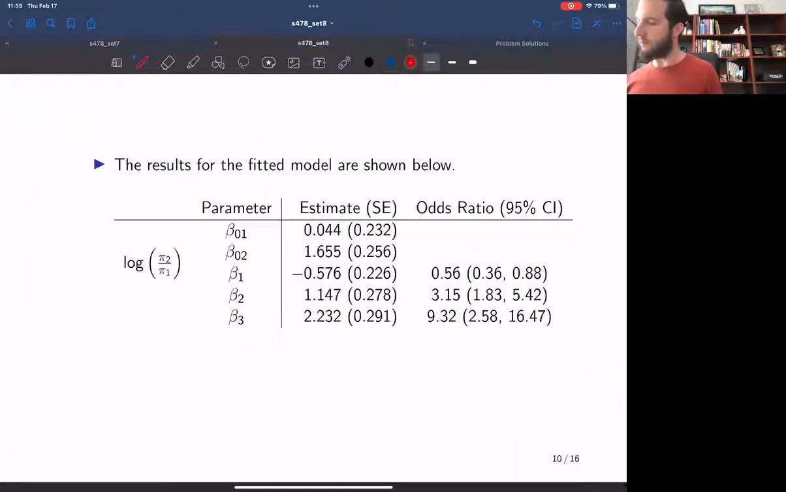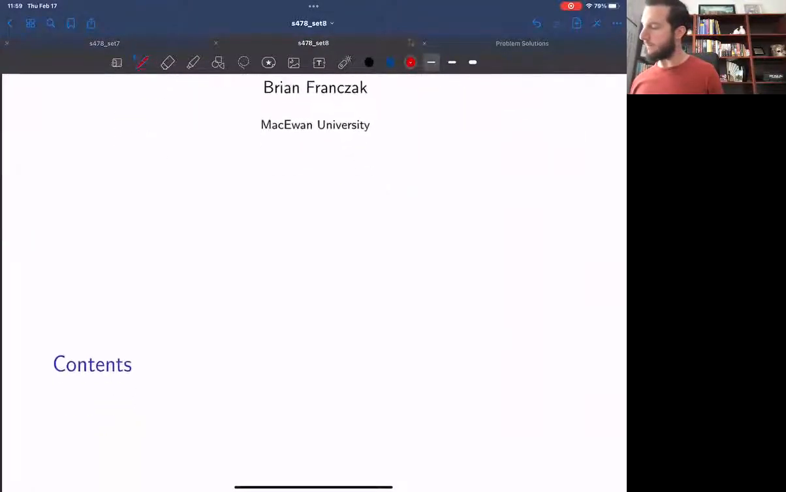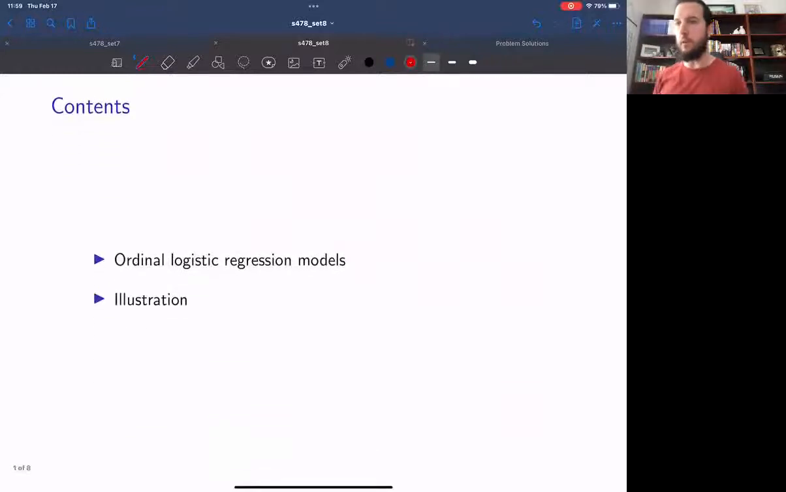All right. So the last lecture set that I wanted to discuss today is a fairly short set. It's on the ordinal logistic regression model. I'm going to introduce you to a variety of different models, and then we're going to talk about the output from the most common type of ordinal logistic regression model, which is the proportional odds model. This is the model that's typically fit by default in R and other software languages. So this is the model that I'm going to illustrate, and then we'll see in lab.